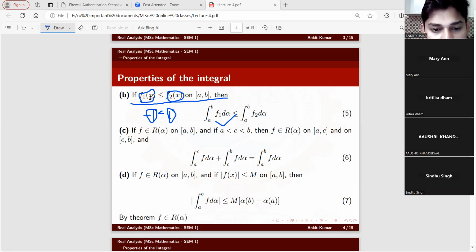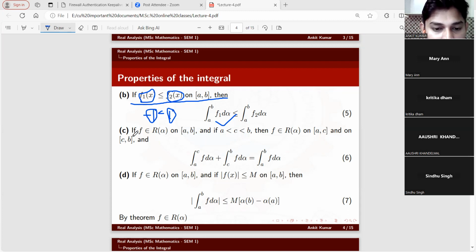So if a function f1(x) is less than or equal to f2(x), then their integral is also less than or equal to the integral of f2(x). So this is property B.